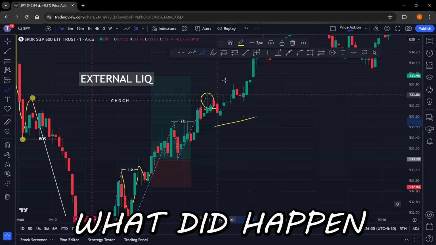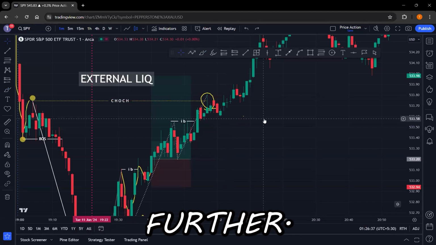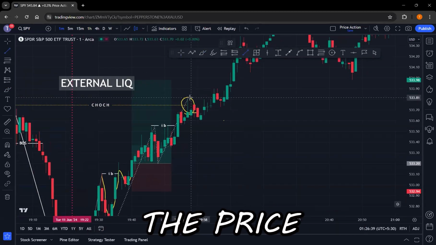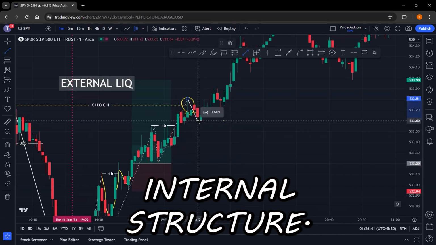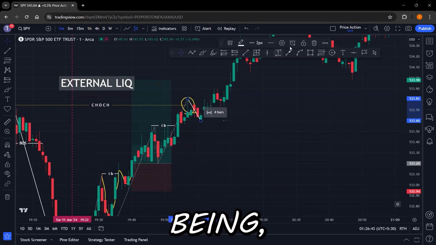So from here, what did happen? Okay, so let's move further. From here, what did happen in the market? The price continued this internal structure. So this is the internal structure that is being continued.